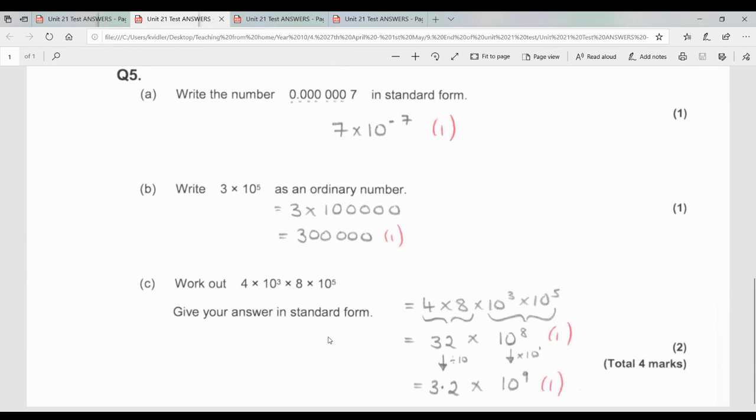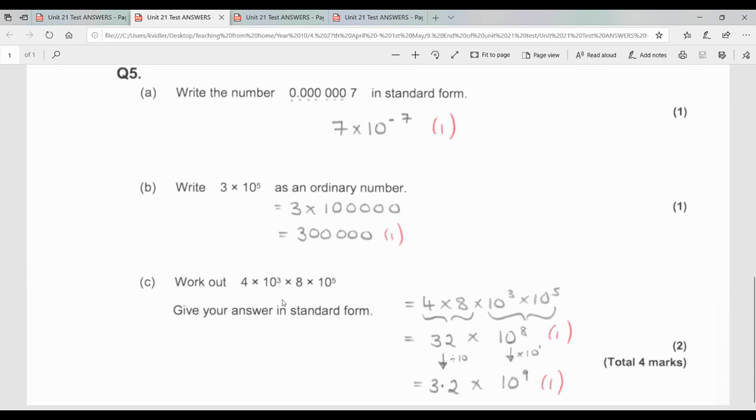And then on part C, if we have a look at this, you've got to rewrite it. So you've got 4 times 8, okay, giving us 32. And then the 10 cubed times the 10 to the power of 5. Remember, we're adding the powers there to give us 10 to the power of 8. So if you've got 32 times 10 to the power of 8, you've got 1 mark. However, that's not in standard form, so you need to remember to convert it to a number between 1 and 10. So to do that, we're going to divide this side by 10, making it 3.2. To balance that, we need to make the other side 10 times bigger. And remember to add your powers, giving you 10 to the power of 9. So full marks if you've got 3.2 times 10 to the power of 9, and rag yourself for question 5C.